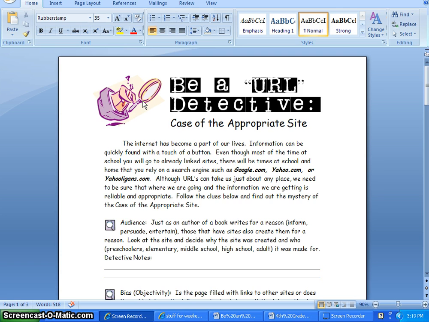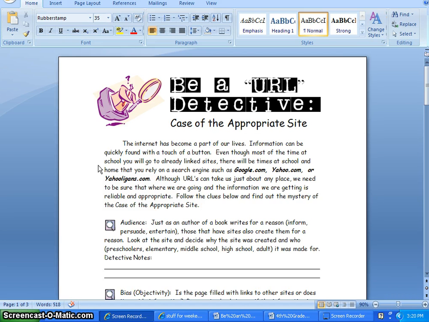Once you've chosen a website to look at, your job is to see if it is appropriate or not. You will become a URL detective. The internet has become part of our lives, and information can be quickly found with the touch of a button. Even though most of the time at school you will go to already linked sites, there will be times at school and at home that you rely on a search engine such as Google, Yahoo, or Yahooligans.